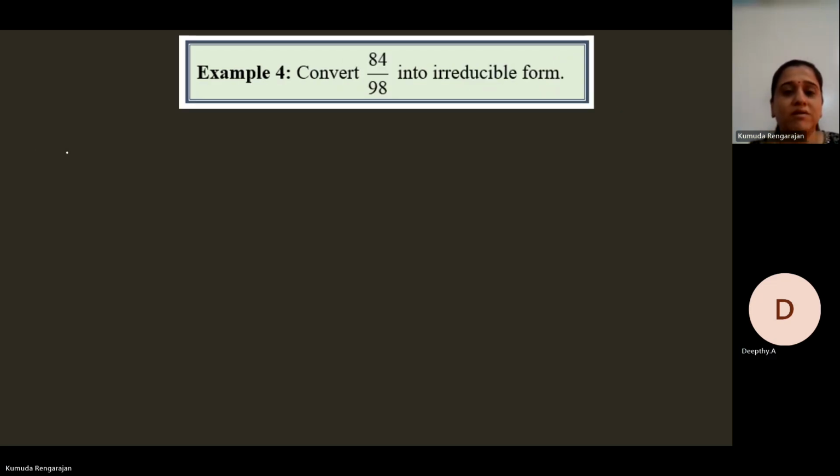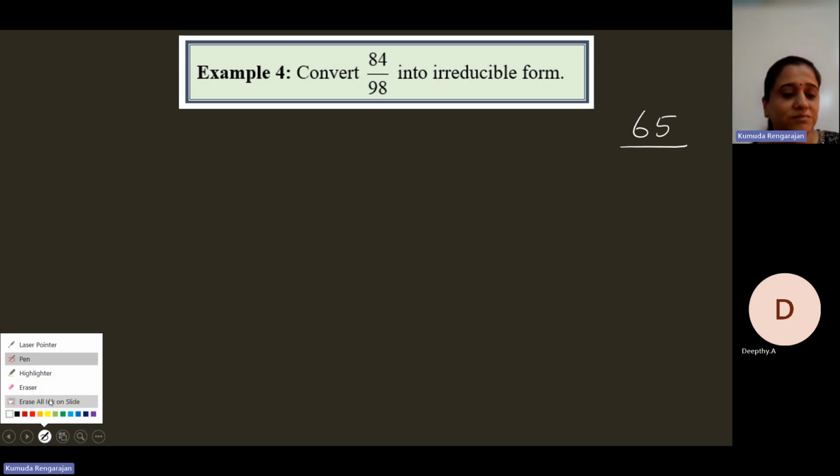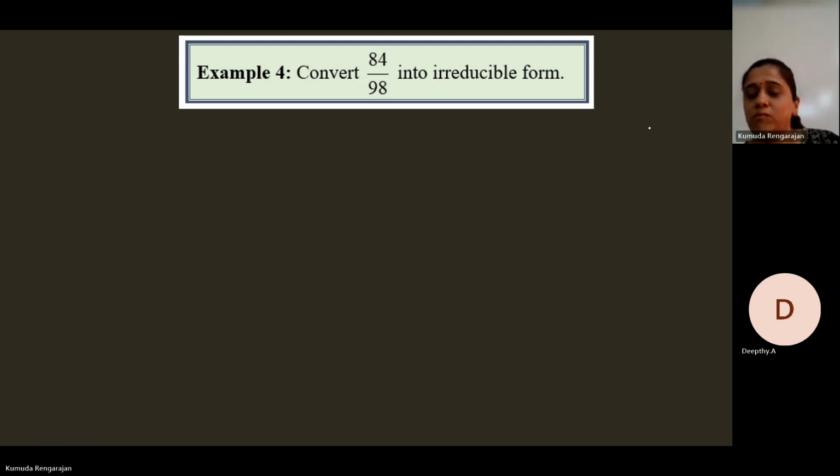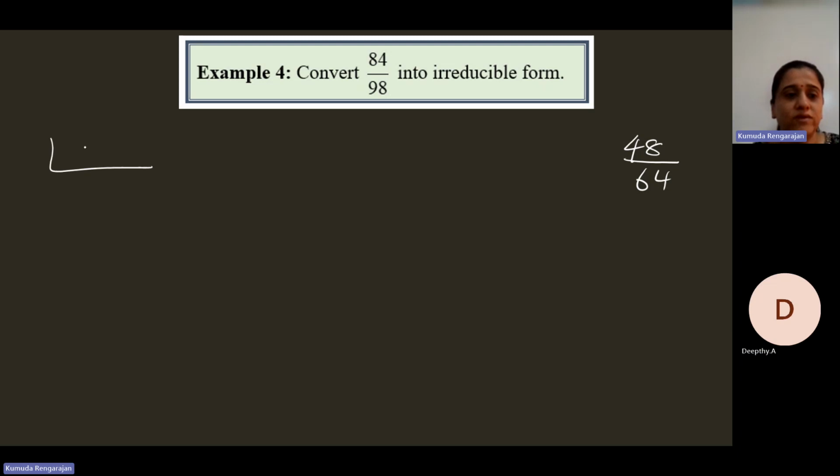Shall we do it? No, 1 second. I'll just take a different number. Let me take 48 by 64. I'll do this one and then you can do 84 by 98. So first find the HCF of 48 and 64.